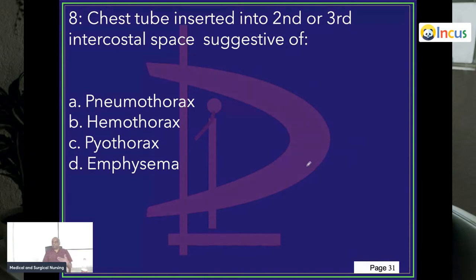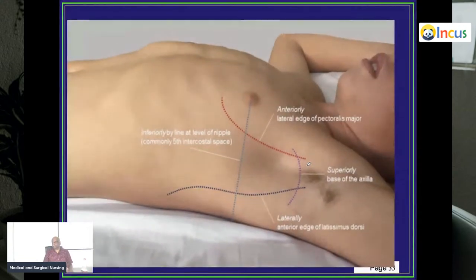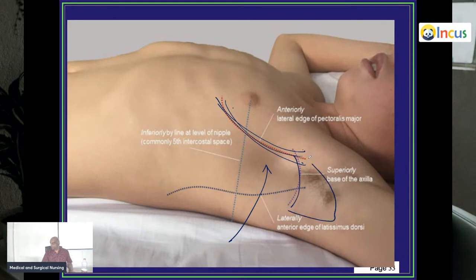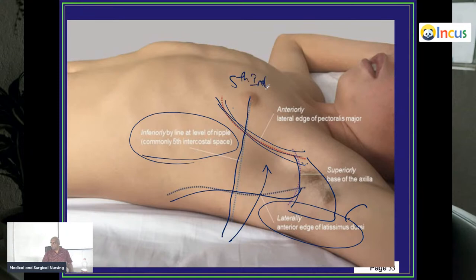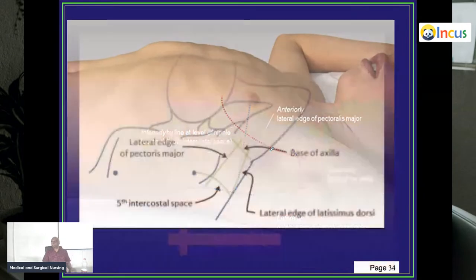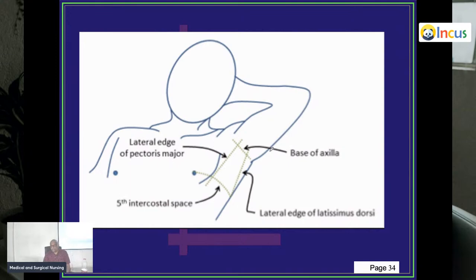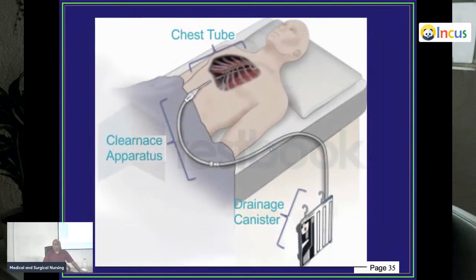So, where will you insert the chest tube? Between the second and third intercostal space, whenever you have pneumothorax. So where will you put the intercostal drainage tube? Anteriorly, the lateral edge of pectoralis major. Superiorly, the base of axilla. Laterally, the anterior edge of the latissimus dorsi muscle. Then inferiorly, from the nipple you draw the line. Typically, this is the fifth intercostal space. And this is the area where you put the chest tube drainage. So please remember: base of axilla, lateral edge of latissimus dorsi, lateral edge of pectoralis major, and fifth intercostal space is the classical location for placing the intercostal drainage.